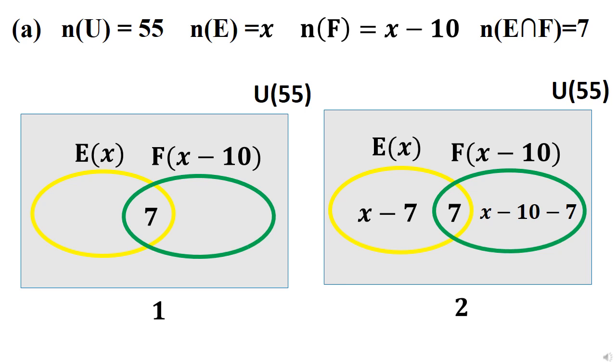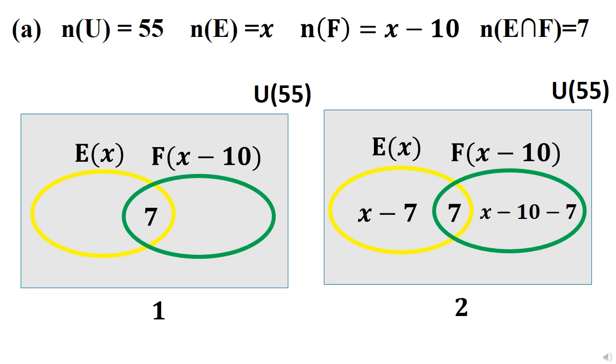Step 2. To get the other portions within the circles, since the number for English, which is X, is on top of its set circle, we subtract the intersection number, which is 7, from this number, which is X, to get the portion within the set name, which is E. So subtracting 7 from X, we have X minus 7.